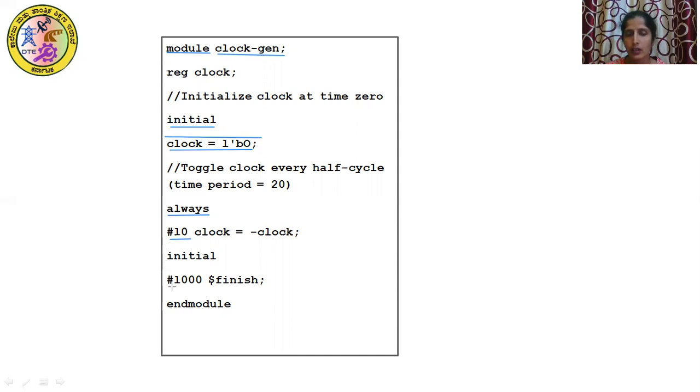And we have written one more statement within the initial block here to finish the simulation. That is, if we want to end the generation of the clock after 1000 time units, then it can be done with the $finish system directive, which will end the simulation after 1000 time units. The statements written within the always block are executed in a looping fashion continuously, whereas the statements written within the initial block will be executed only once.